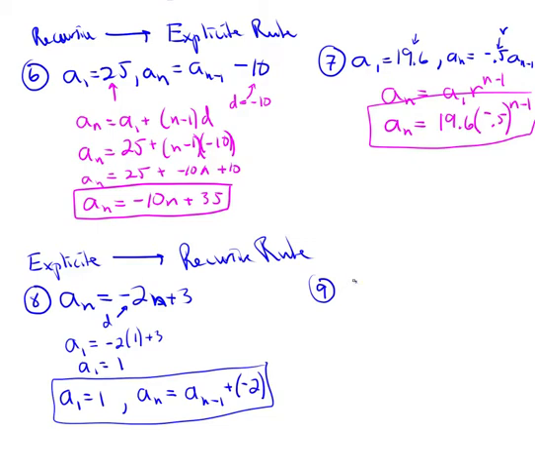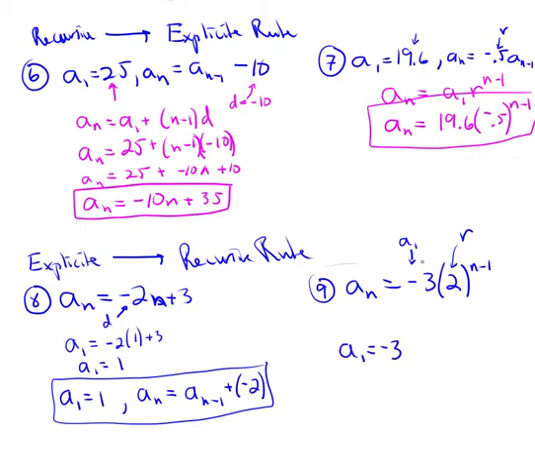If we look at another explicit rule, a sub n, and you'll never guess what's coming. Yeah, that's right, geometric. And 2 to the n minus 1. So we know that the 2 is in the place of the r, and this negative 3 right here is our a sub 1, because it's a sub n equals a sub 1 times r to the n minus 1. So to write our rule, a sub 1 equals negative 3.